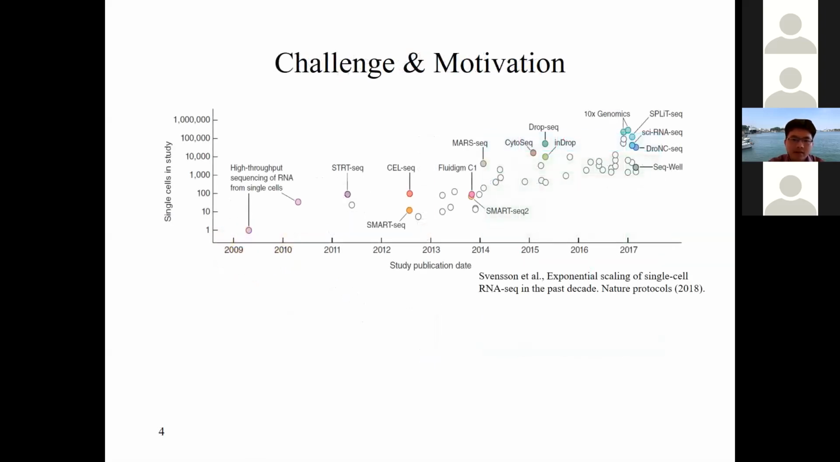And there has been a lot of technological development since the first single-cell study was published in 2009. If you look at the year on the x-axis and the number of single cells in a study on the y-axis, on this exponential scale, you can see that the size of the data grows exponentially. Now we can provide up to millions of cells. Therefore, this is one of the biggest challenges in single-cell data analysis, and you need very, very fast algorithms that can handle very, very big data.